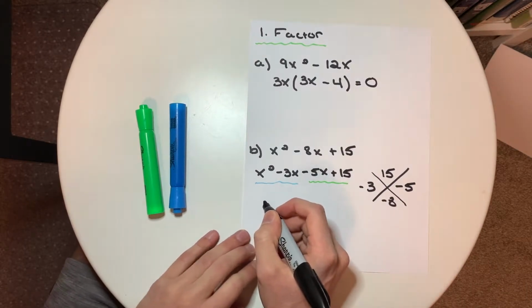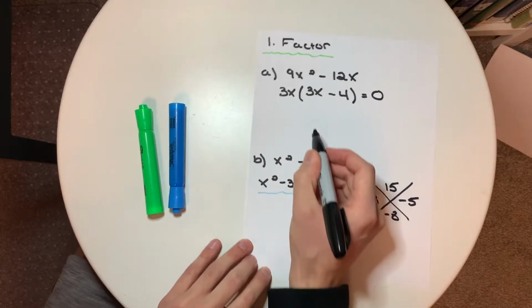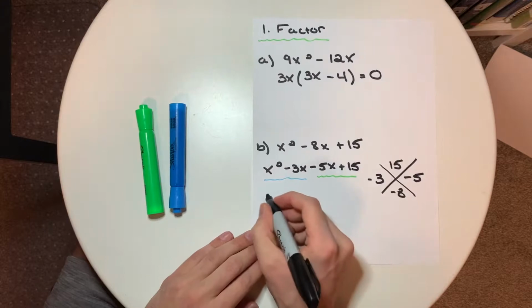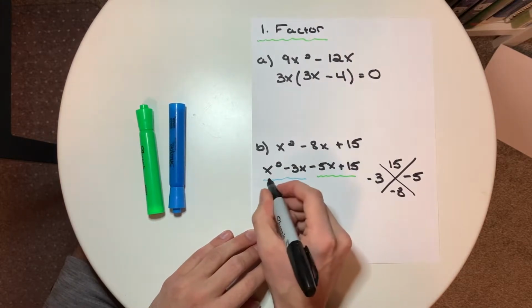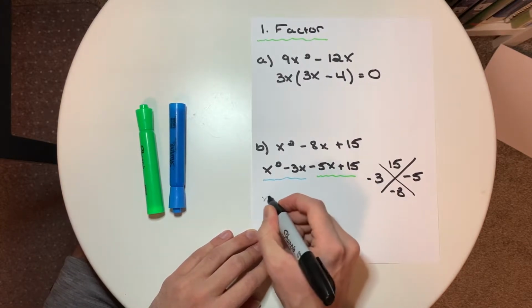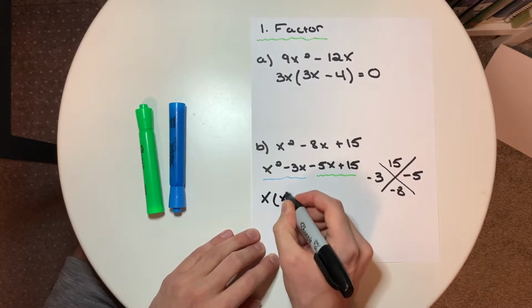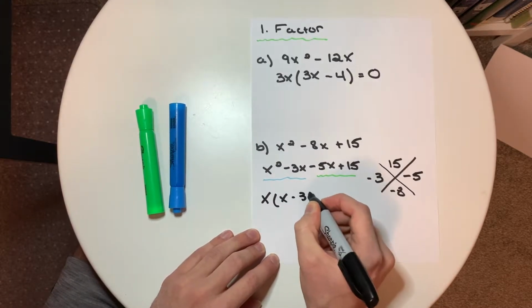So then once we have it like this, we're going to repeat the same type of process that we did in problem 1 up here. We're going to say, what can we take out of the x squared minus 3x? Well, we can take out an x. So let's write that x. We're going to be left with an x minus 3.